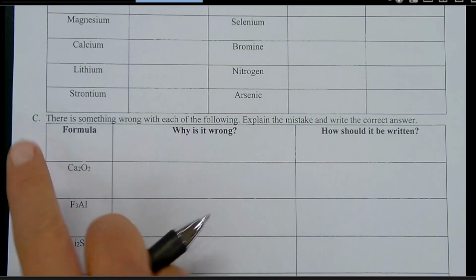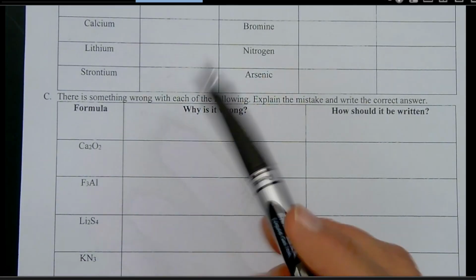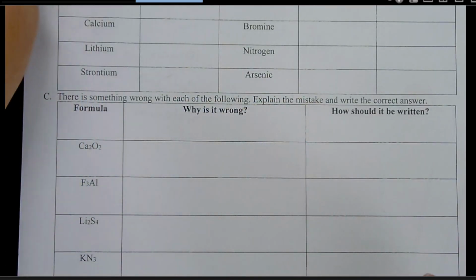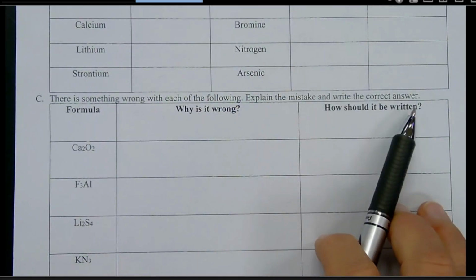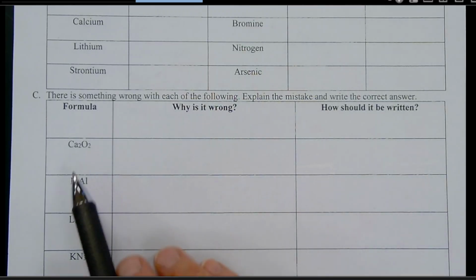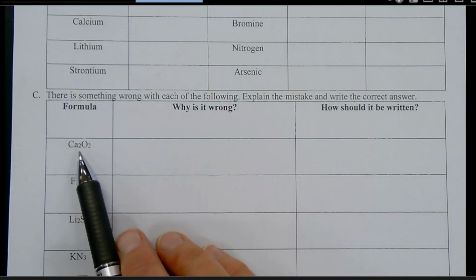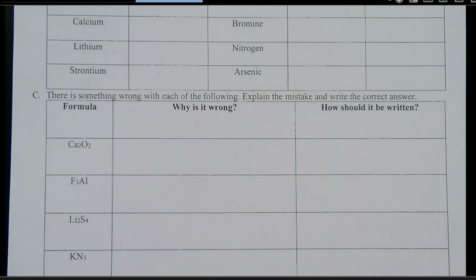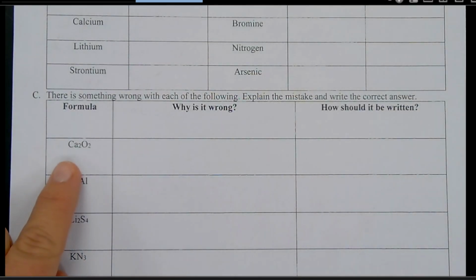For group C, you're going to be given the formula here, and there's something wrong with each of the following. Explain the mistake and write the correct answer, okay? So for calcium oxide, it says I need 2 calciums to 2 oxygens. So why is it wrong? Well, the first thing we have to figure out is the charges on my ions. So remember, our cation is always written first, positive before negative. So we have our calcium, and so we're going to check that out.